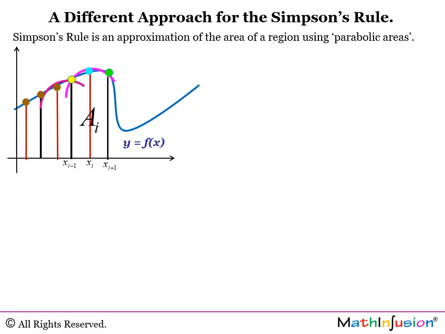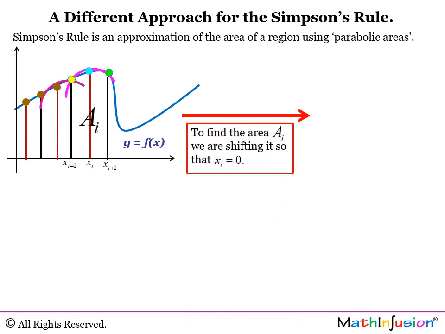Let's now focus on A sub I, because whatever is done here, this is just arbitrary xi, is true to all the others. To find the area A sub I, we are moving it so that xi equals 0. This is just going to be much easier.